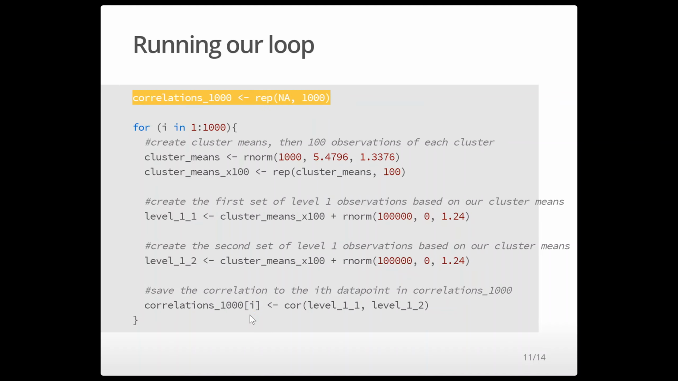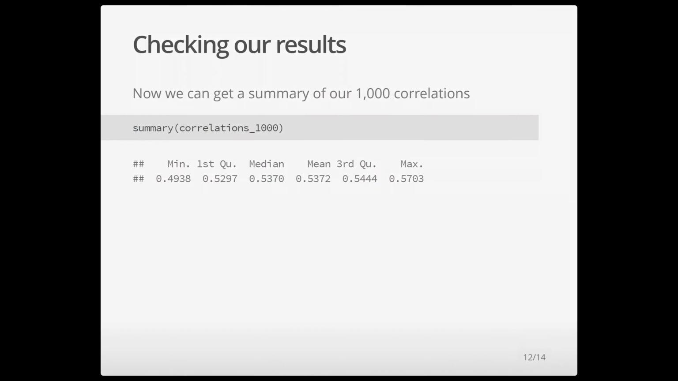What this is saying is that the first time I go through the loop, i will be the number 1, and so the first NA will get replaced by the first correlation. Then I start my loop again, and the second time through, i will be the number 2, and so the second NA will get replaced with the second correlation. This will continue 1,000 times until i is the 1,000th, or last, iteration, and then the last NA will get replaced by the last correlation. So now this correlations variable is populated with 1,000 correlations, all drawn from the same process.